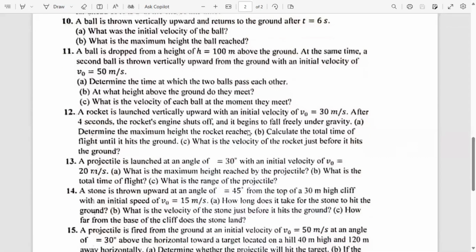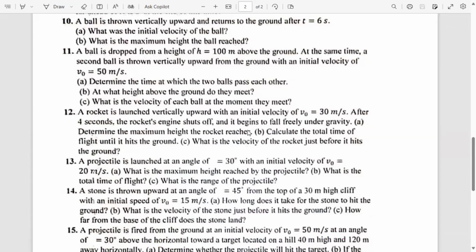Okay, so there are some questions on projectile motion and some on linear motion and free fall. It contains almost all questions, but let's check them out. So there's question 10 there. Unfortunately, we have to start with question 10.